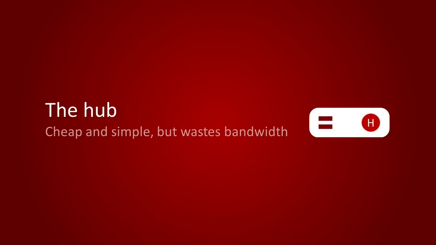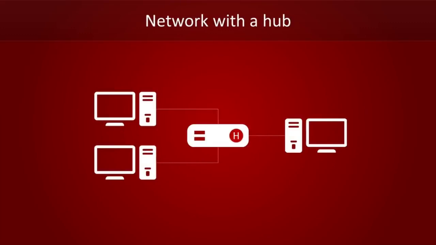Hubs are cheap and simple devices that can connect a bunch of computers to each other, but they're a little wasteful with bandwidth. Here's how they work. When a computer sends information to a hub, it replicates the data on all other interfaces. It works like this. Bit comes in, clones come out. You get the general idea.